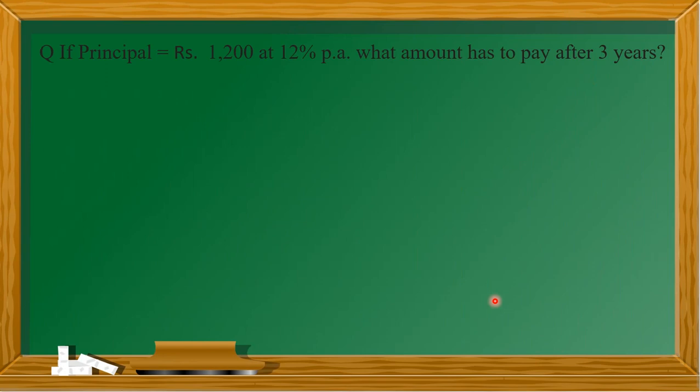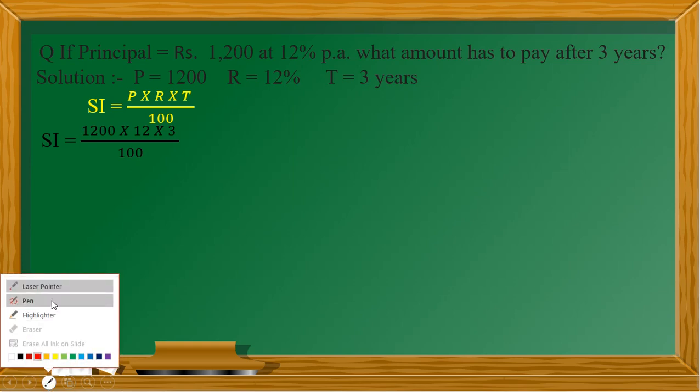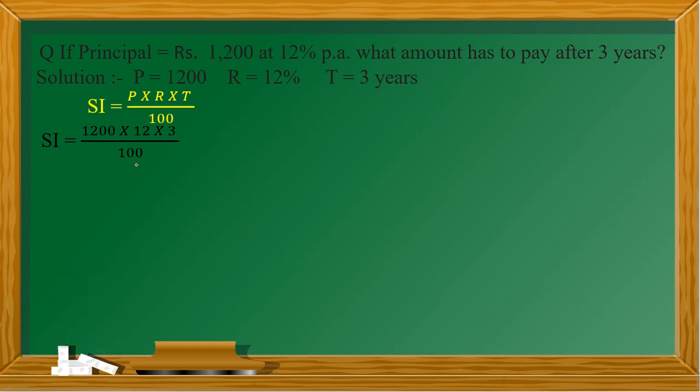Now let's take one question of the exercise. If principal is rupees 1200 at 12% per annum, what amount has to be paid after 3 years? So principal is given 1200 rupees, R, that is rate, is given 12%, and time is given 3 years. So apply the formula. SI is P into R into T upon 100. Now put the values: SI is equal to 1200 into 12 into 3 upon 100.